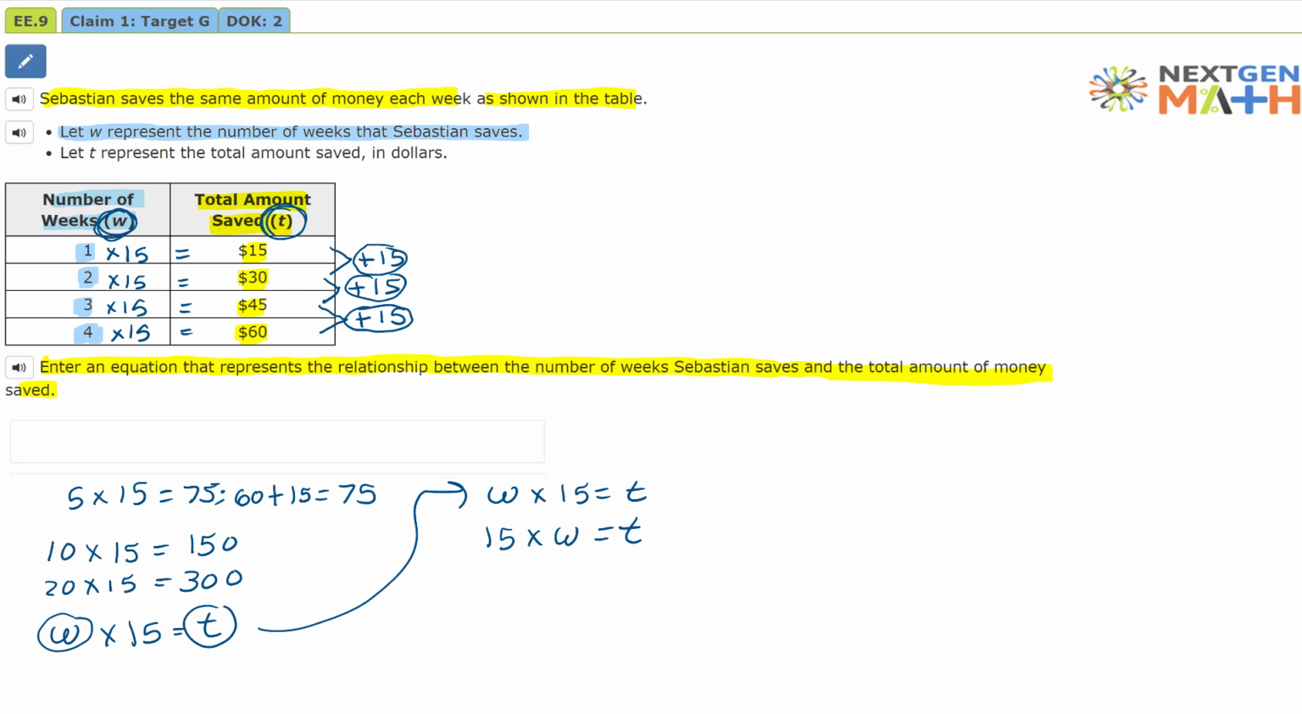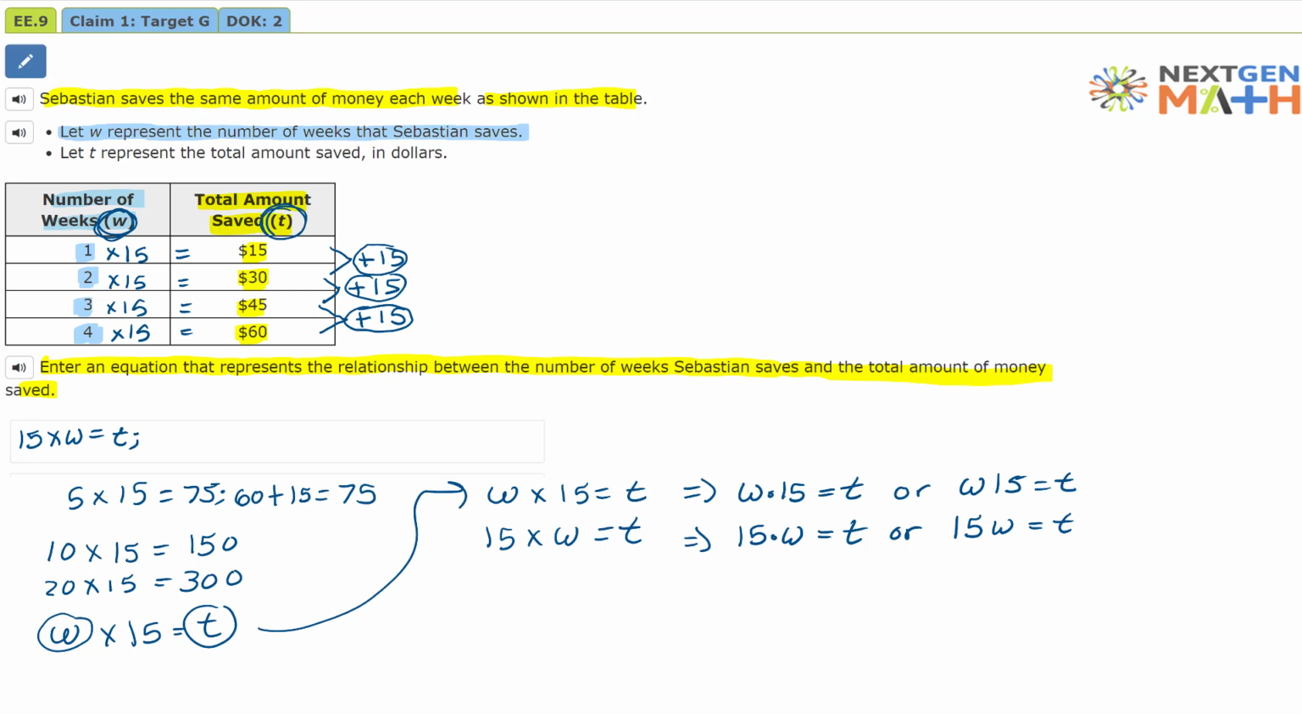Another way we can write it is to not use the multiplication sign. And so this right here would be W multiplied by 15 equals T, or W15 equals T. Many ways to write this. Likewise, this would be 15 times W, we can use a dot, equals T, or 15W equals T. So what are we going to enter? I would suggest this. I would suggest you could do 15 times W equals T.